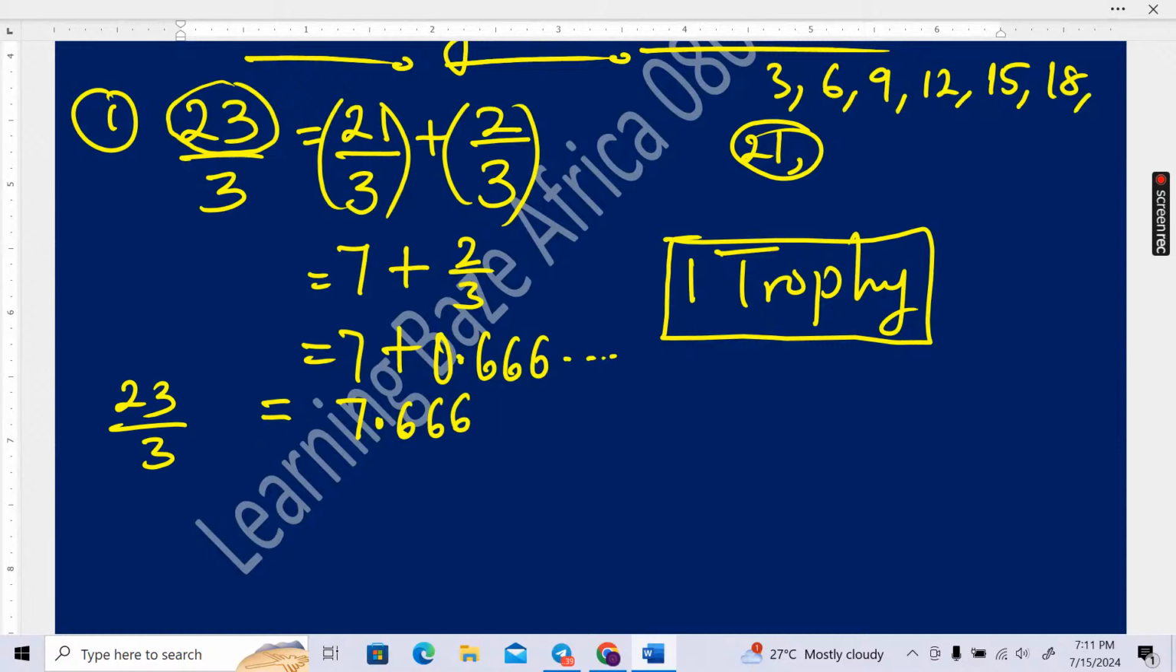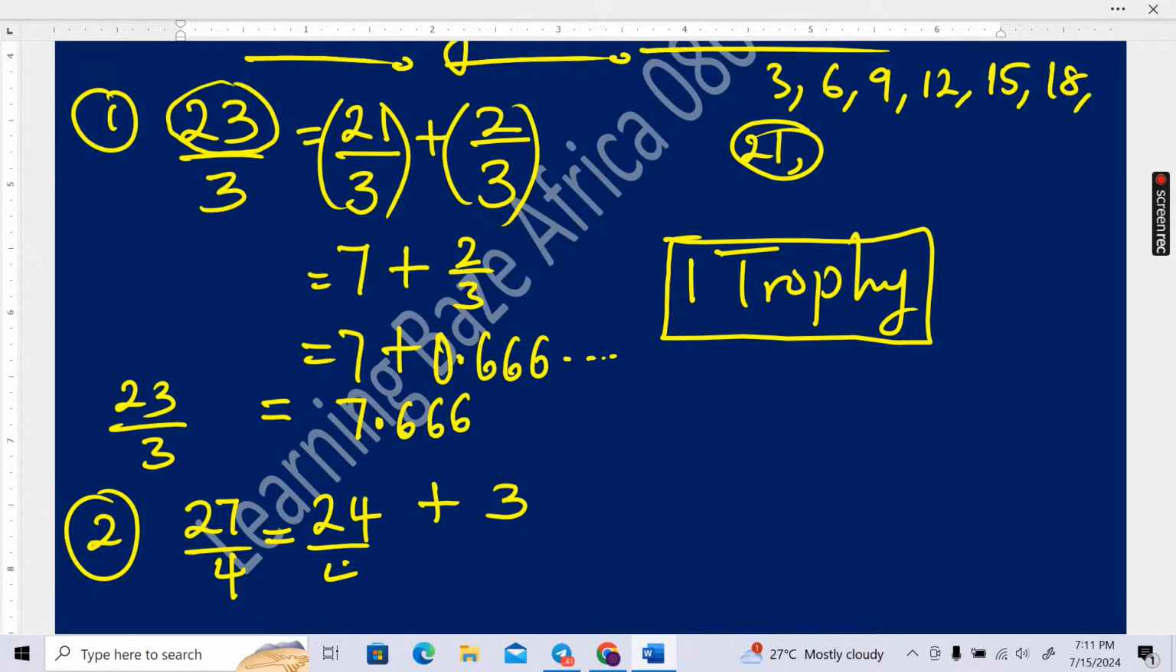You do the math in your head. Now look at another example. How can we quickly divide 27 by 4 without using a calculator? You have to break down 27 into the multiples of 4. 4 is the divisor. So the multiple of 4 before 27 is 24. That's 24 plus 3 will give us 27.